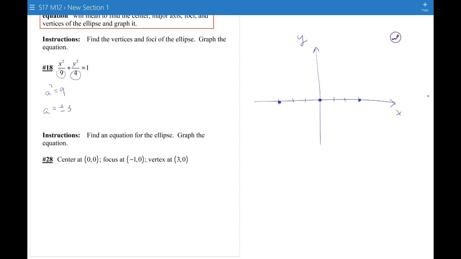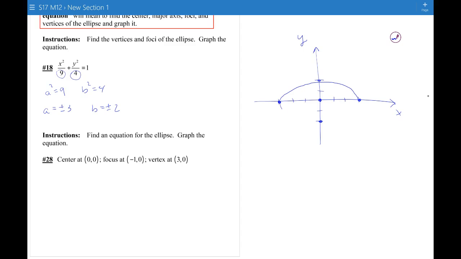Then under the y squared number, we see that b squared is 4. So b is plus or minus 2. So that's how far we go in the y direction: up 2 and down 2. And then we can draw our ellipse once we have those 4 points.